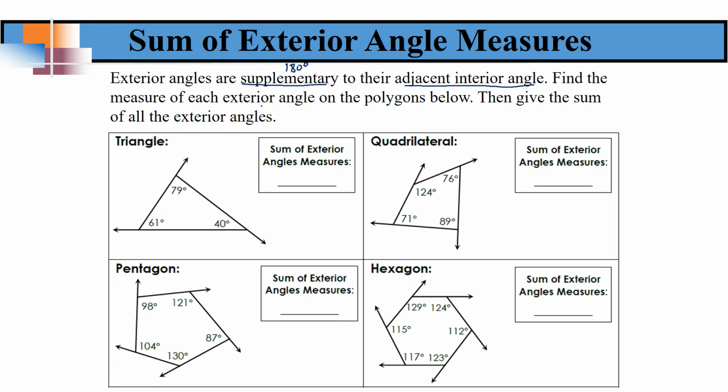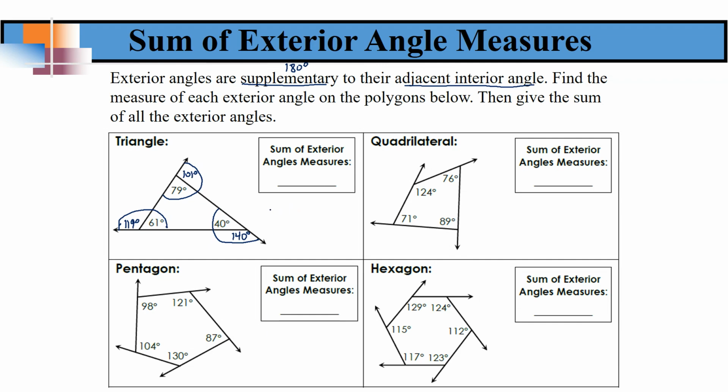It says find the measure of each exterior angle on the polygons below, then give the sum of all the exterior angles. Well, this isn't too tricky as we consider these two angles. They should add up to 180. So if this is 61, this would be 119. If this angle right here is 79, subtract that from 180, this gives you 101 degrees. And if this angle right here is 40, subtracting from 180 would give you 140.